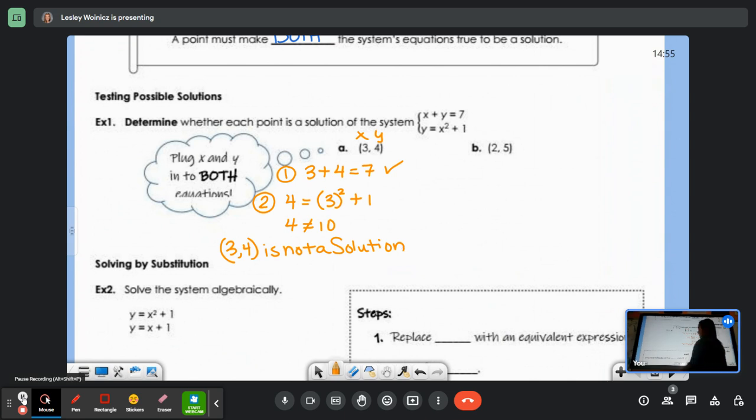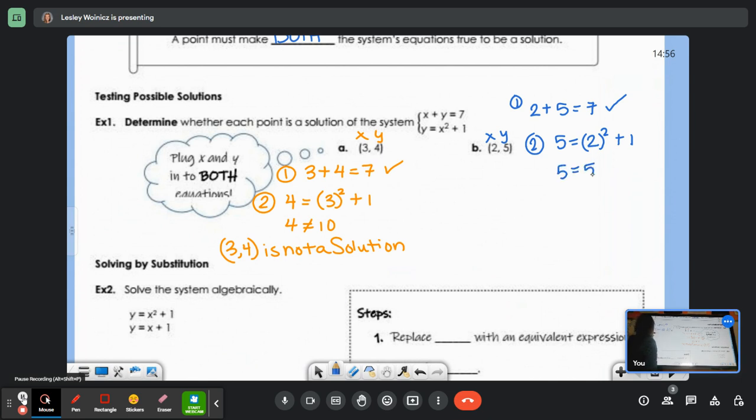Okay, let's try (2, 5). Here's my x, here's my y. Plug them in. Does 2 plus 5 give me 7? Yep. Here's equation 2. Is 5 equal to 2 squared plus 1? Yes, because 2 squared is 4, plus 1 is 5. So (2, 5) is a solution.